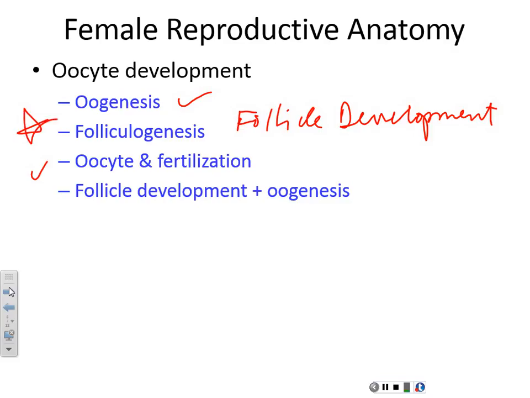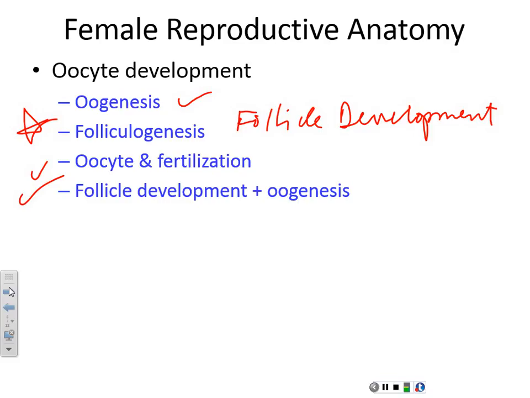The reason why I say oocyte and fertilization is because the oocyte will be arrested in metaphase 2, and it will only complete the second meiotic division when the sperm cell fertilizes it. If not, it's released with the menstrual flow. There's a secondary oocyte arrested in metaphase 2. So you've got to know that.